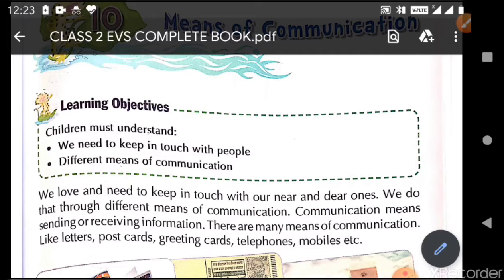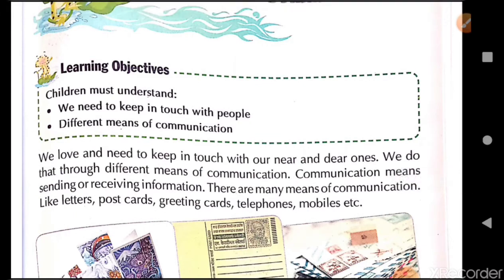Then I explained about different modes of communication. Communication can be oral, written, or symbolic. Oral communication means when you talk to each other, when the exchange of information takes place through word of mouth, that is, verbally, like telephone, radio, television. So this is oral communication.